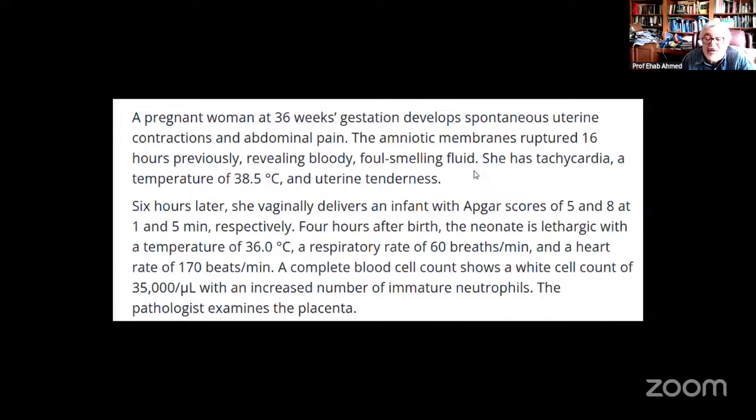It is the most common cause of preterm labor. It is a very bad risk factor for IVH, NEC, and BPD.